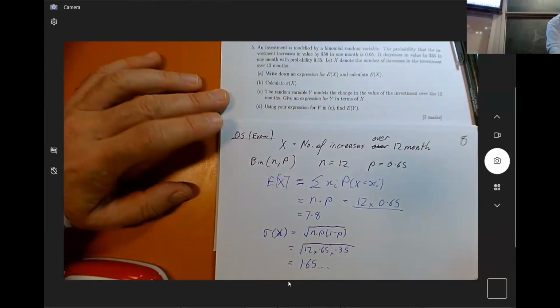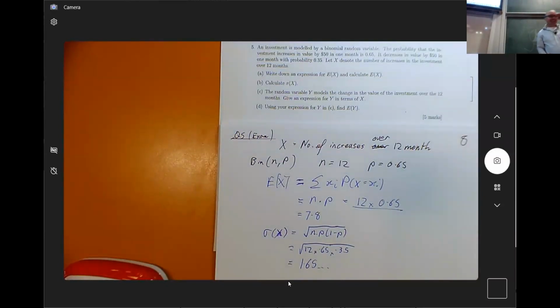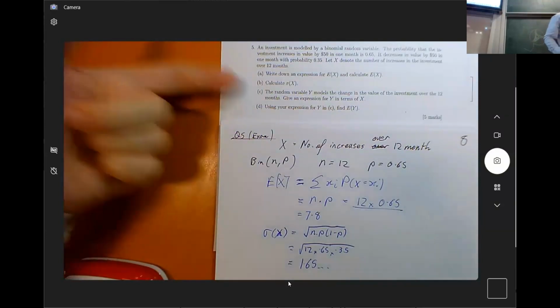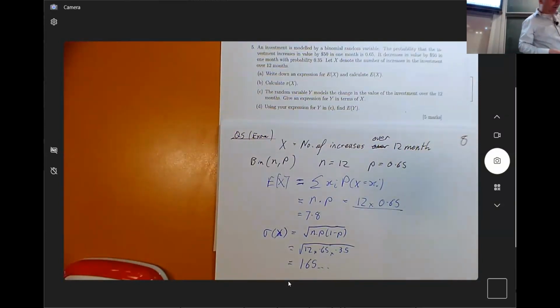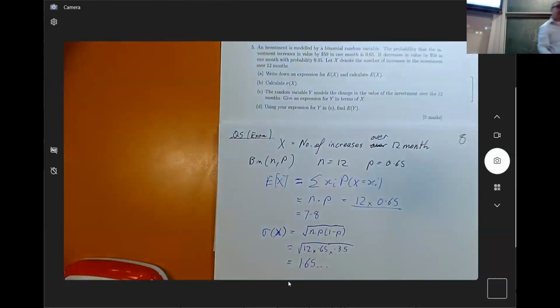Now, the reason I thought this question was good is this next part. The random variable y models the change in the value of the investment over the 12 months. Give an expression for y in terms of x. Because x is telling me how many increases I get, and an increase is an increase by $50, my y should be equal to 50 times x.